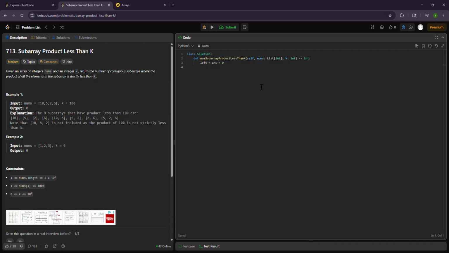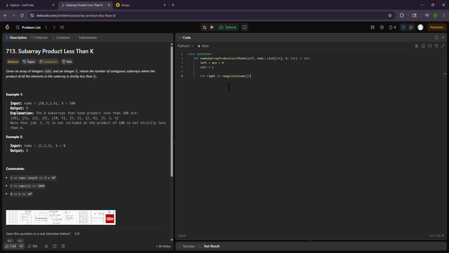Now we have to track the product of the subarray. So we have to use a variable to track the product. We have to make it equal to 1. If you use 0, we cannot track the multiplication. Because 1 is the identity for multiplication, we can set it to be equal to 1. So for right in range len of nums, right is the bound of the window that makes it valid.